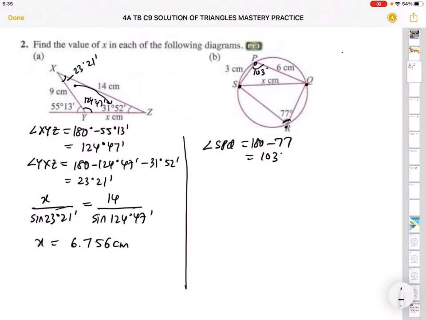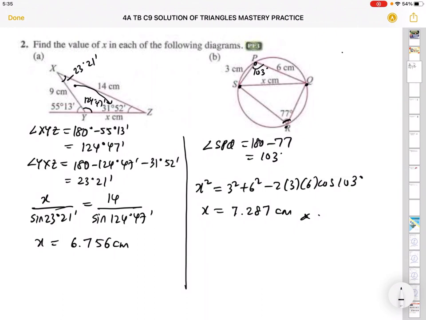Once you get this angle, it's very simple really, because we know the length of 2 adjacent sides. We know the included angle. We have to use cosine rule. So x squared is now 3 squared plus 6 squared minus 2 times 3 times 6 times cos 103. You use your calculator, square root this whole thing, 7.287. Okay, I think this is still okay, fairly simple.